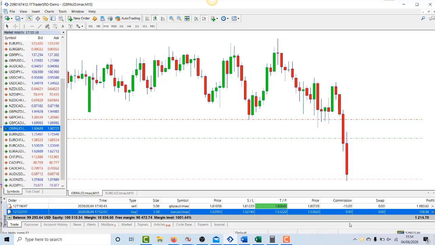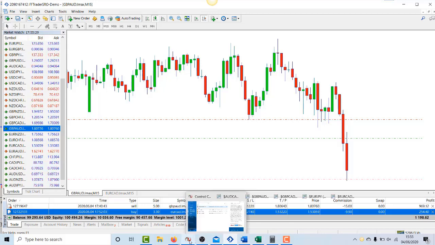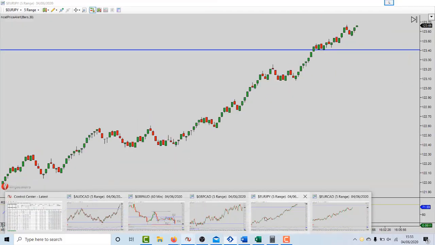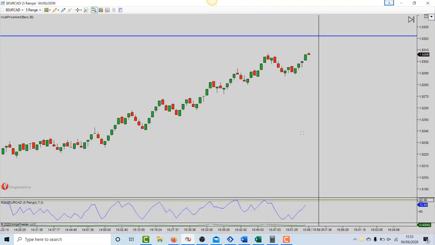Took a trade on this earlier, had a small loss. Have just got involved with the Euro CAD as well. We're going to take a quick look at the Euro CAD. You can see that I'm in it there again, using the 5 range for this one. So going back to NinjaTrader. Nope, that's Euro Yen, Euro CAD.